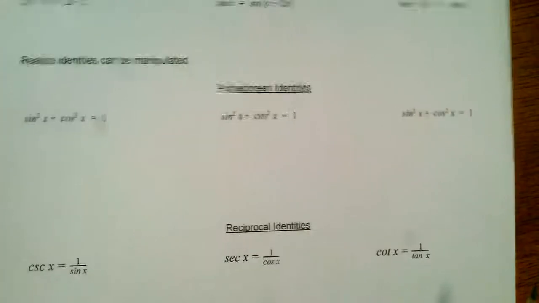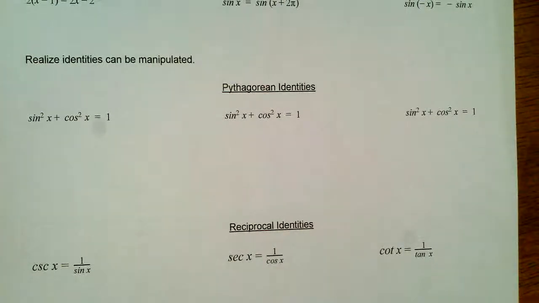When you are verifying identities, it's going to be really important that you realize they can be manipulated. Manipulated means changed algebraically, using properties that are allowed, to get something that's equivalent.